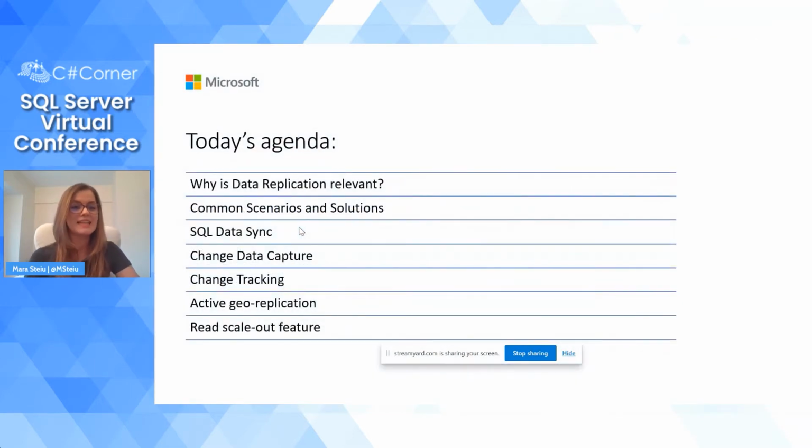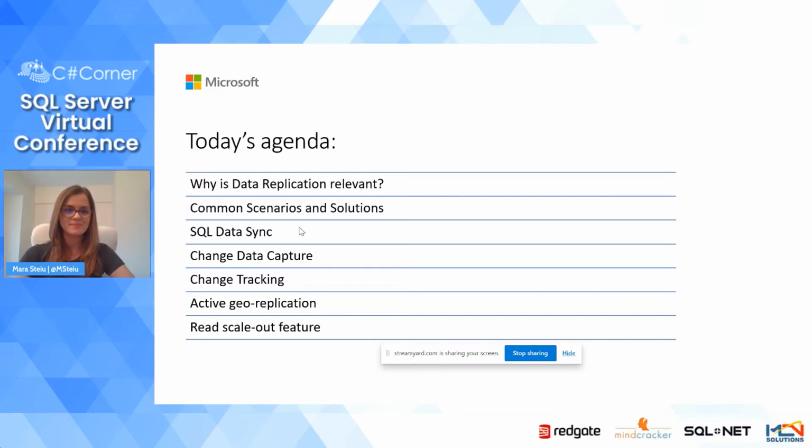So this is what we have prepared for today. We'll start at a very high level, why is data replication relevant, and then we'll go a bit more in depth into common scenarios and solutions for data replication. The list that I will go through is in no way the most comprehensive list of options. There are so many other scenarios, so many other great solutions, third-party apps, but these are some of the key replication options that I thought would be interesting to discuss for today. So we'll go to SQL Data Sync, change data capture, change tracking, active geo-replication, and read scale-out feature.